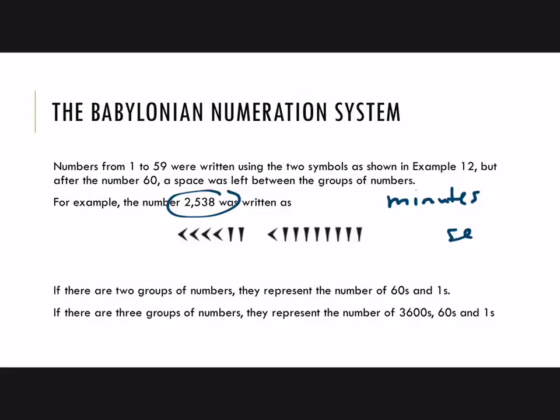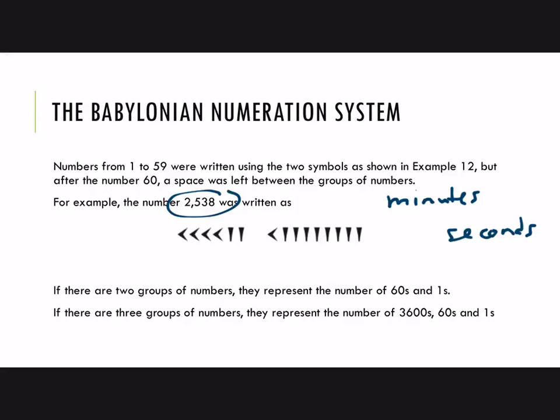All right, minutes and seconds. So let's ignore this example for now and just think of this in terms of time. Let's say you had 2,538 seconds. How would you turn that into minutes and seconds? Well, the first thing I would do, I know that there are 60 seconds in a minute, so I would try to find out how many groups of 60 are in this number.